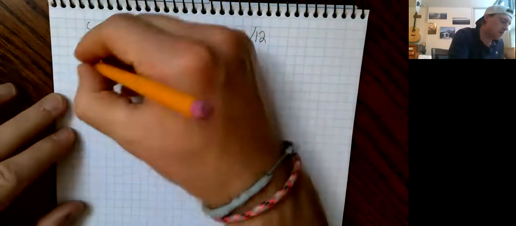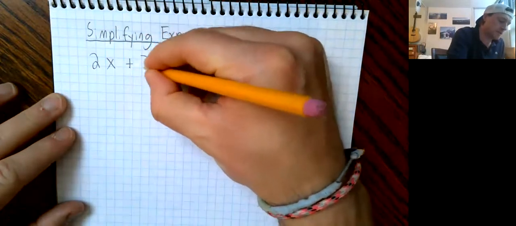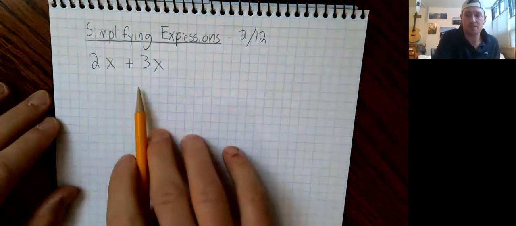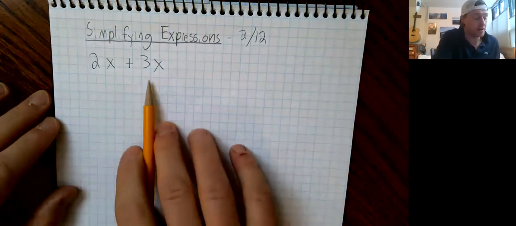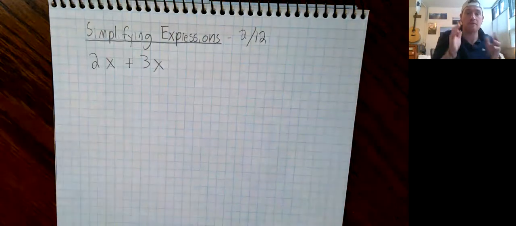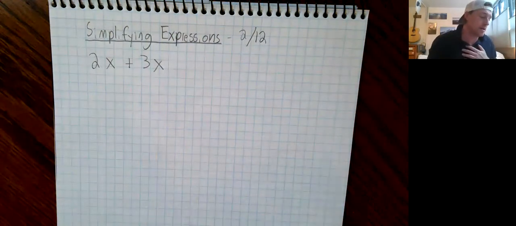Okay, so 2x plus 3x. Now remember, this is an expression. It's different than an equation. An equation has an equal sign and we can get an answer. All we can do with these expressions is simplify them. And that's what we're going to do today. We're going to break them down and make them a little more manageable to deal with.